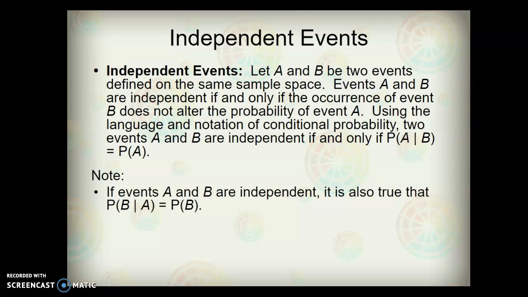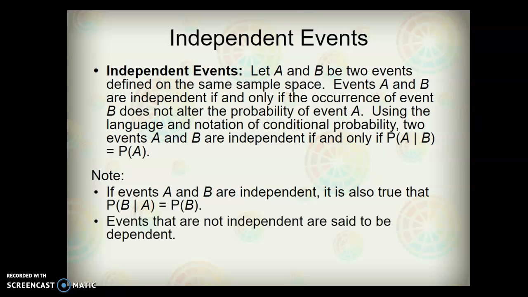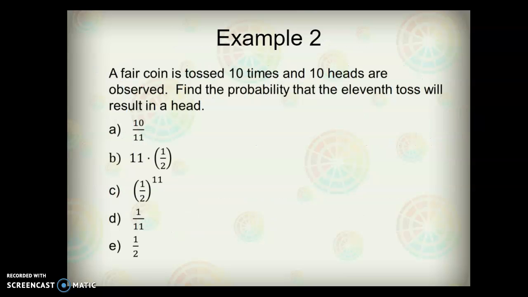On the other hand, we can say also that the probability that B occurs will be equal to the probability of B given A occurs. So again, if we know that A happened, it does not affect the probability that B will happen. So if those two probabilities are not the same, then we do not say that they are independent, but rather not independent, or we use the term dependent.